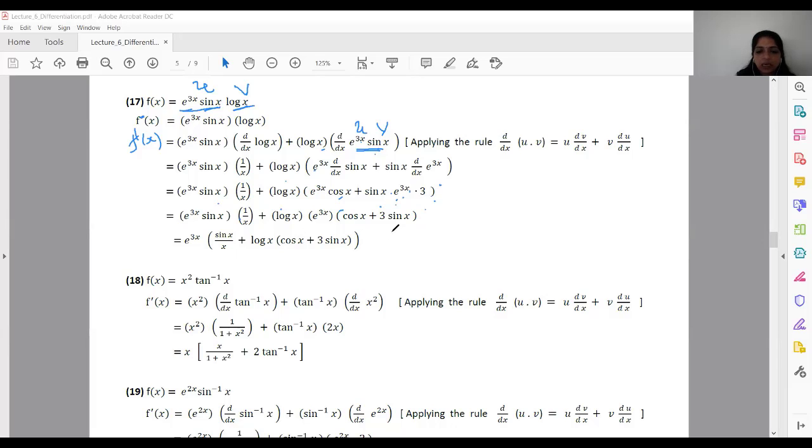Students, in mathematics we can do one example by more than one method. But here I am trying to explain the multiplication method, so we are doing this method. You can also do this example by another method.